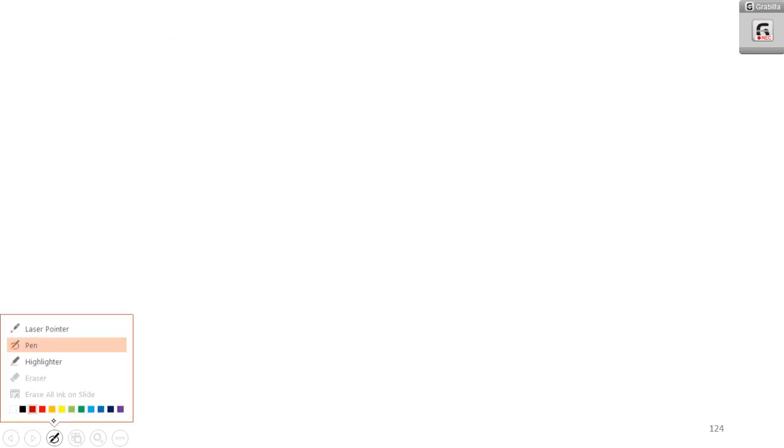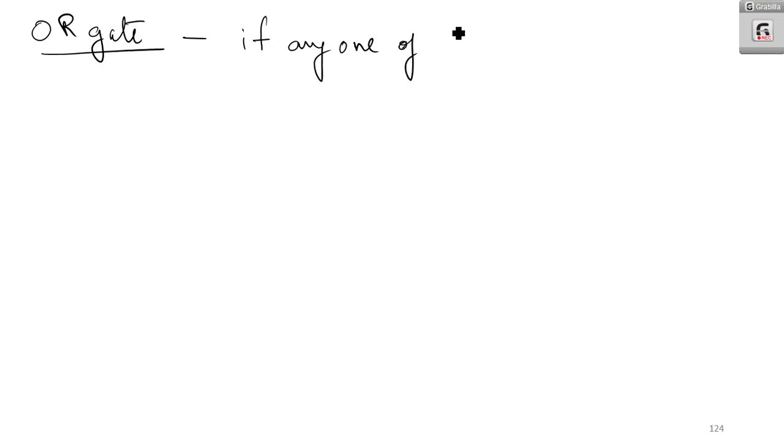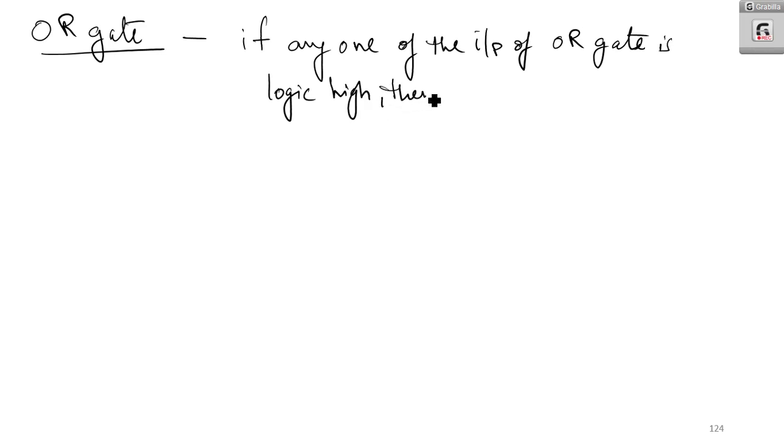Next gate is OR gate. In OR gate, the basic logic of OR gate is if any one of the input of OR gate is logic high, then output is logic high.